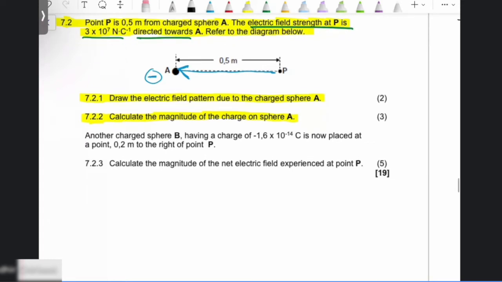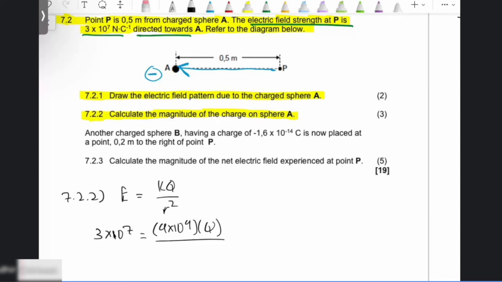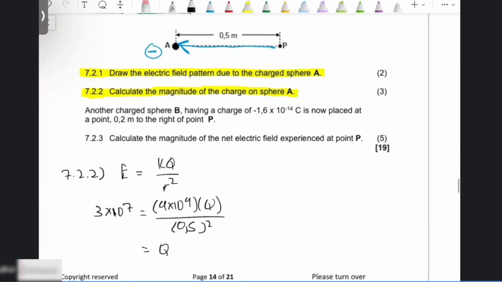Really simple. For 7.2.2, we'll say that E is equal to KQ all over R squared. The electric field is 3 times 10 to the 7. K is 9 times 10 to the 9. The charge is what we are looking for, and the distance is 0.5 squared. Now we're just going to solve for Q. So 3 times 10 to the 7 times 0.5 squared, over 9 times 10 to the 9.